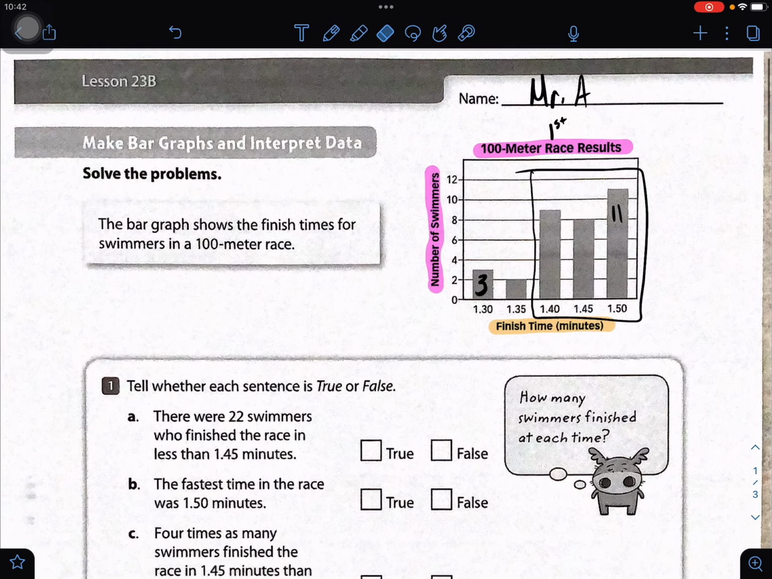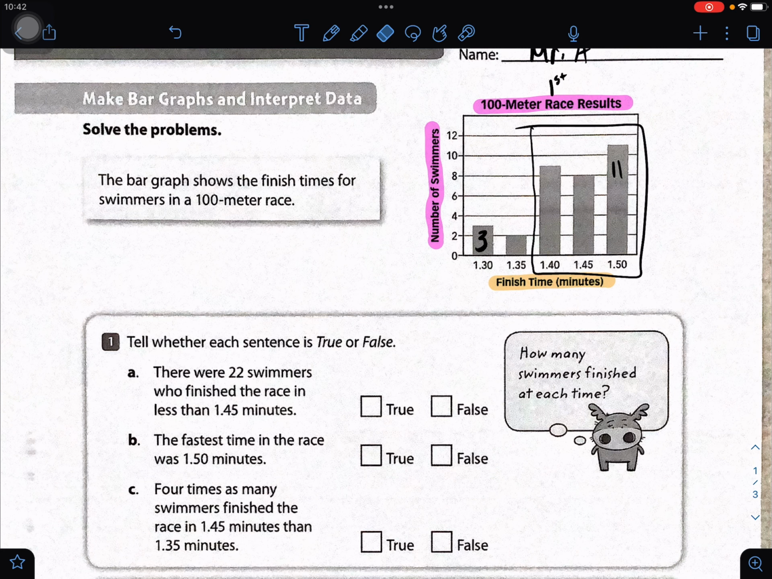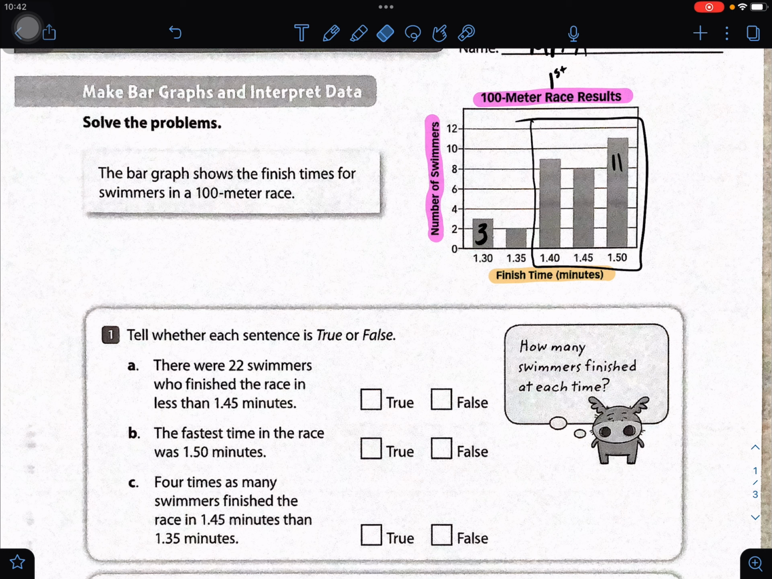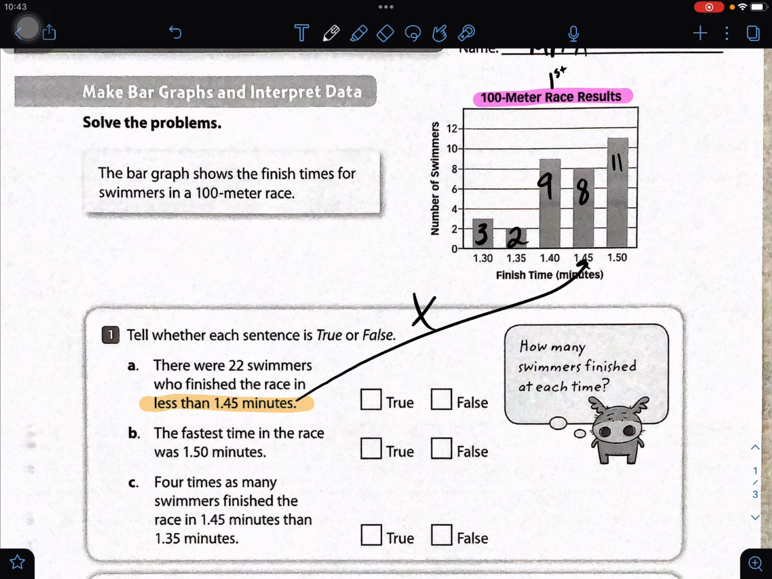So now that I've taken a look at the data and I know what it's telling me, now I can go through and actually answer some questions. Letter A, there were 22 swimmers who finished the race in less than 1:45. Well, what I would do first is tally up all of the bars. We already saw that 3 swimmers swam it in the shortest amount of time. 2 swimmers were the next quickest. Then we had 9 swimmers in the middle at 1:40, 8 swimmers at 1:45. So this question is asking me less than 1:45, which means that I do not count 1:45. It just says less than. So if I look at the less than, that would be this category right here. So I see that there's 5 in the fastest time, 9 in the 1:40, which I know is not 22. So this would be false.